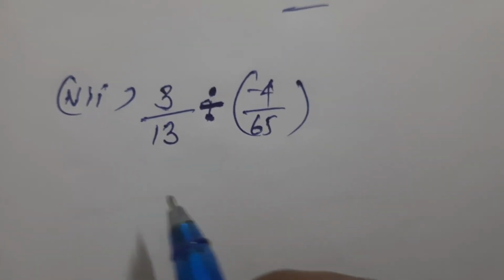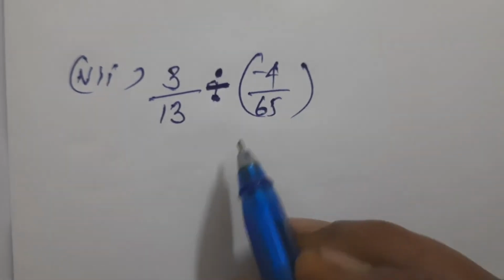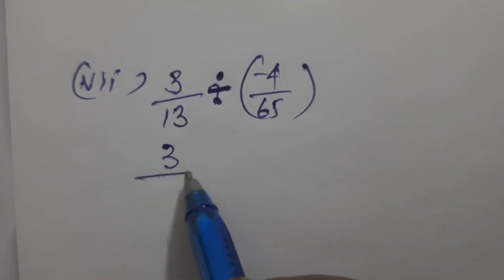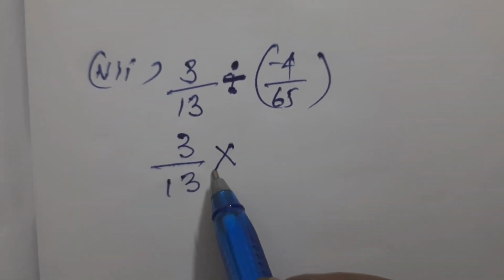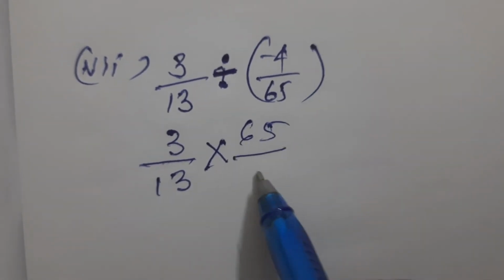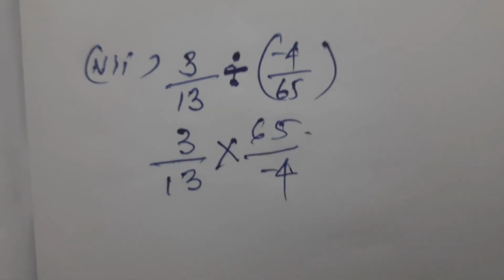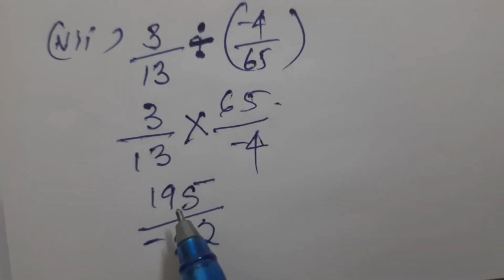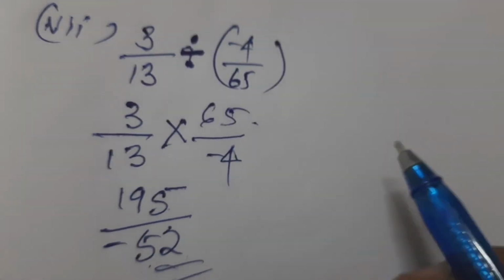Let's do the seventh part of this fourth question. 3 by 13 divided by negative 4 by 65. Write the first rational number as it is. Division becomes multiplication. Reciprocal of the second rational number, 65 by negative 4. Now multiply the numerators. You get 195 by negative 52.